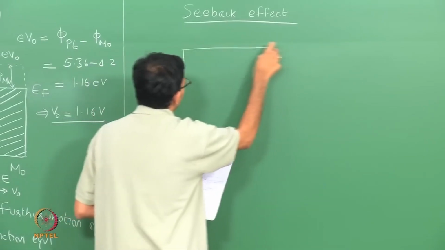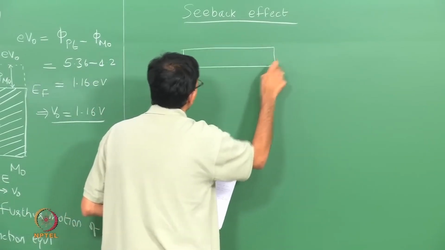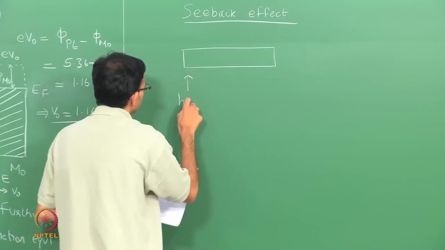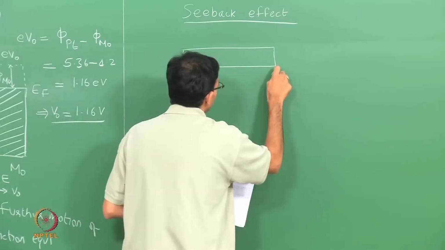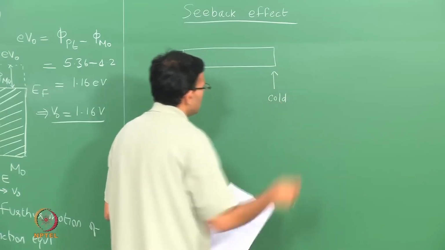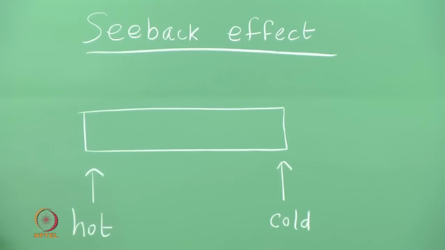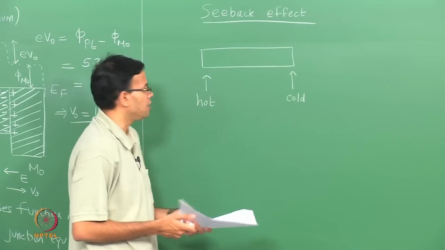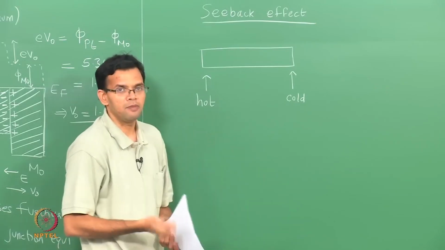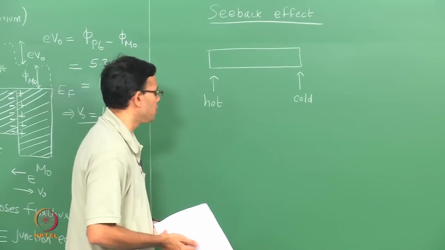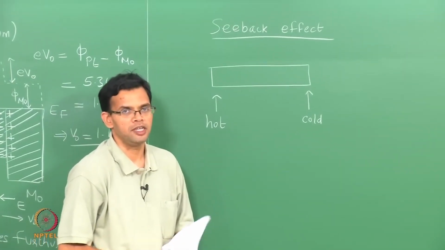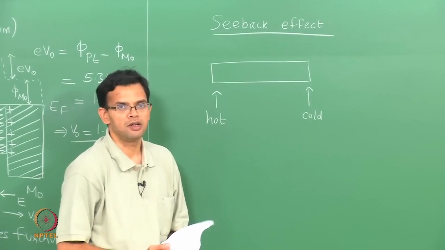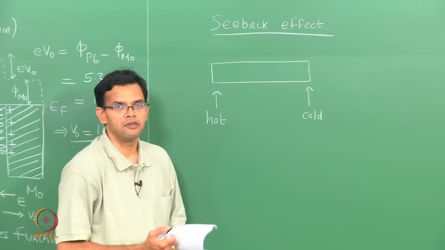So, consider a piece of metal. One end of it is hot, the other end of it is cold. So, your cold could be the room temperature, the hot end could be something that is placed in a furnace at elevated temperature. So, if you have two ends, one that is hot and one that is cold, electrons on the hot side have a higher thermal energy, because yesterday we saw that thermal energy is equal to 3/2 kT, which means higher the temperature, higher the thermal energy, or higher the velocity.